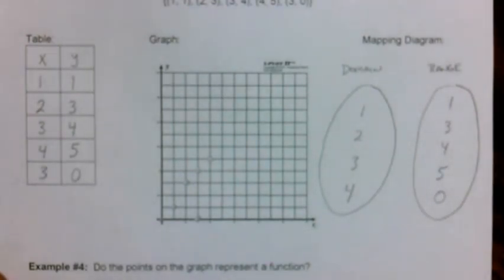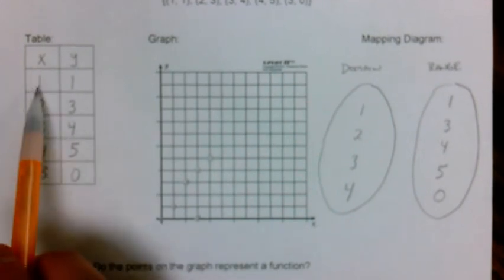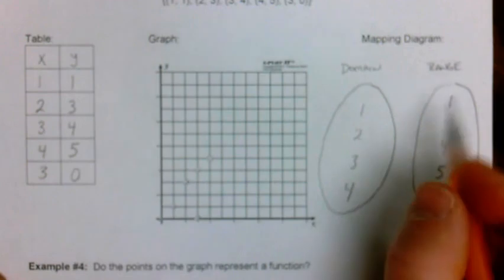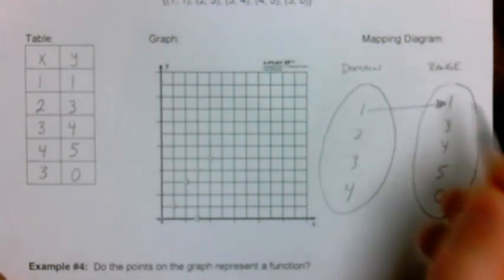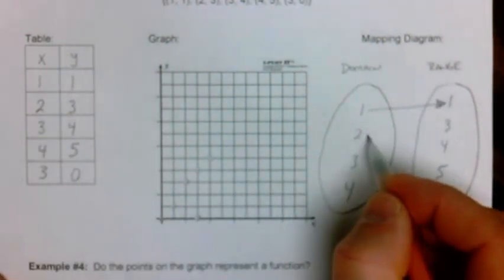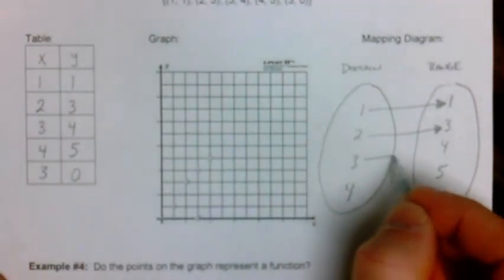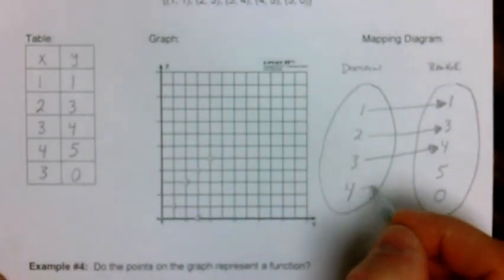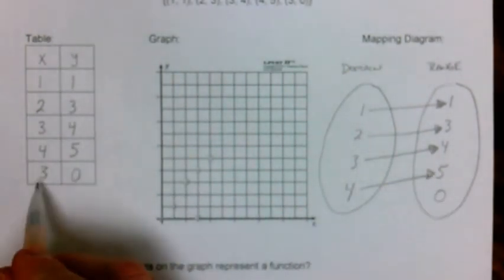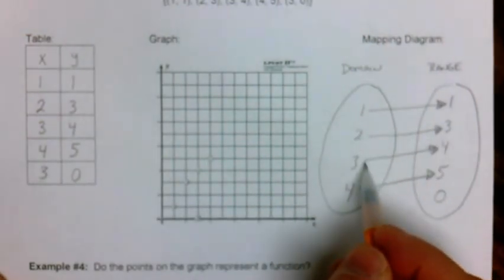And now we're going to draw arrows to map the domain value with its range value. 1 in the domain maps to 1 in the range. 2 in the domain maps to 3 in the range. 3 in the domain maps to 4 in the range. 4 in the domain maps to 5 in the range. And 3 in the domain maps to 0 in the range.